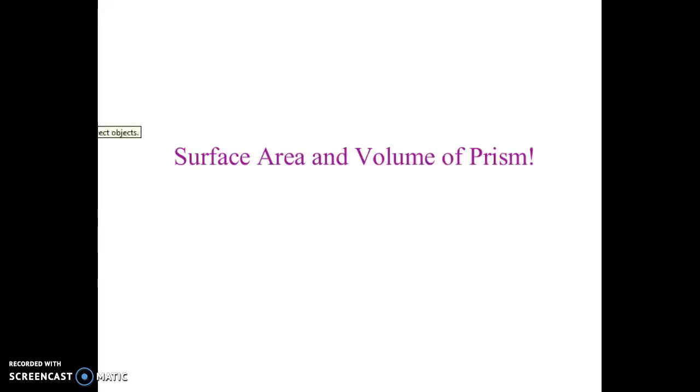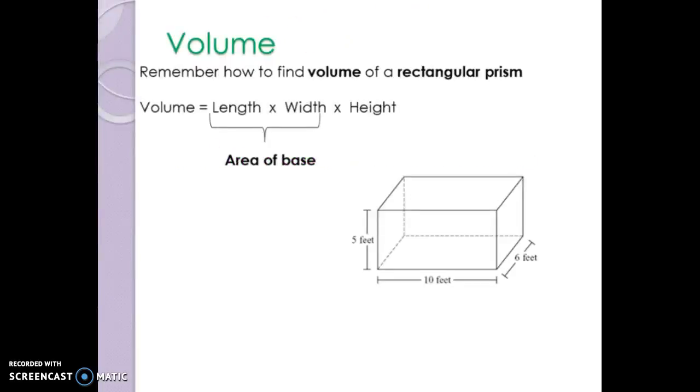In this video, we will go over the surface area and volume for a prism. So volume. We already learned last week how to find the volume of a rectangular prism. So remember, the formula was length times width times height.